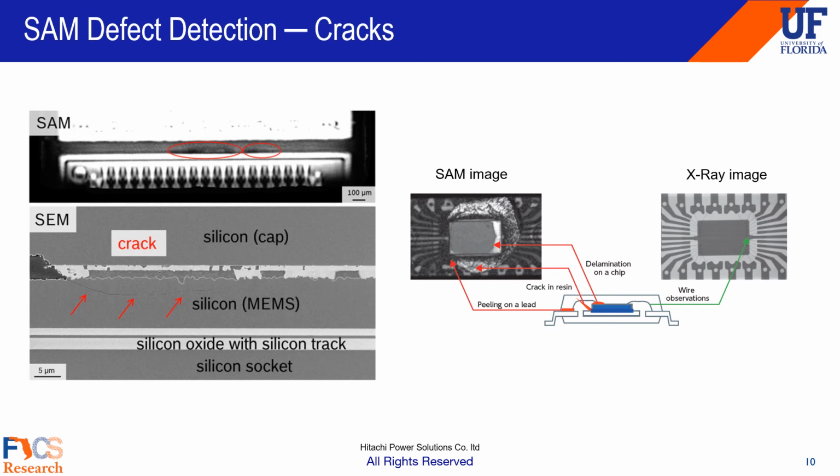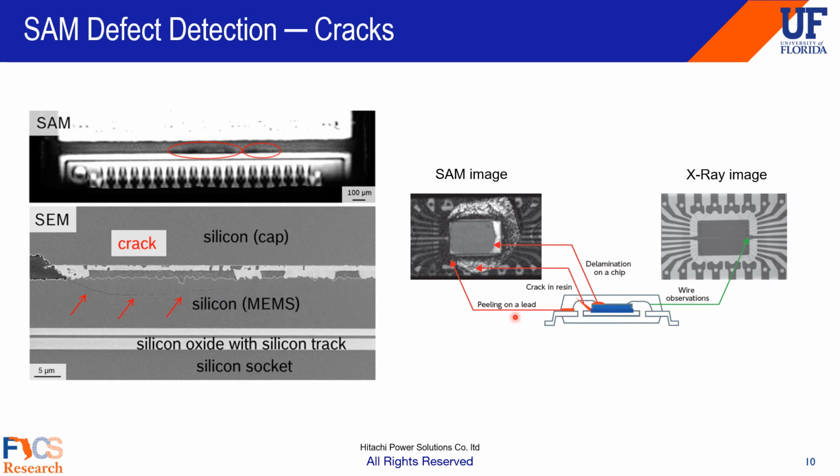Let's take a look at some of these examples of SAM imaging. Here we have a SAM image of a MEMS sensor. We can see a visible dark contrast at the edge. We use an SEM image from the same location. It shows a crack which starts at the outer edge of the bond material and proceeds into the area between the bond and the silicon track.